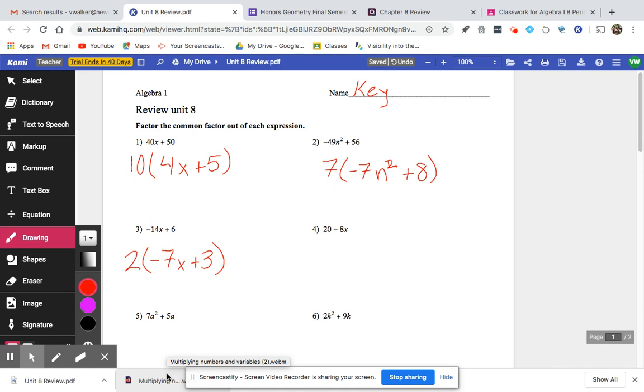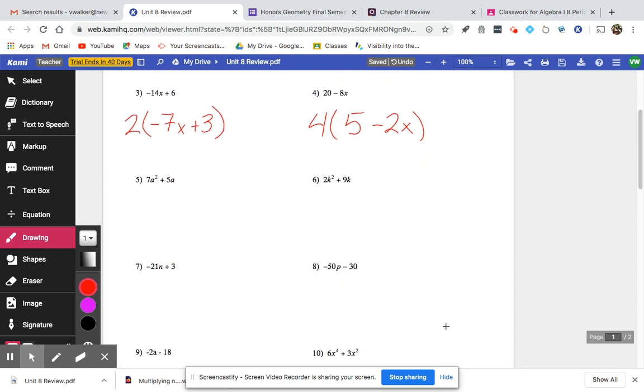Number 4, 20 minus 8x. Largest number that can go into both is 4. And I'm left with 5 minus 2x. And that's factored form for number 4. Again, for those first 4, we're just looking at what's the largest number that can go into both.